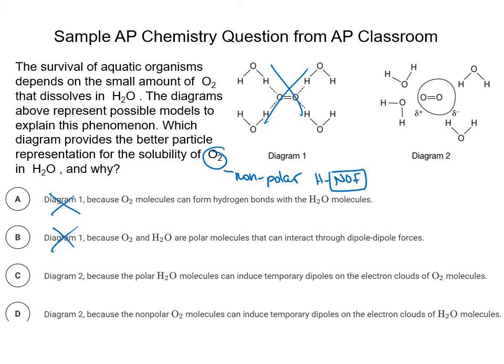Now it says diagram 2, because the H2O molecule can temporarily induce dipoles on the electron cloud of O2. Okay, so that would be this drawing here, and that sounds reasonable. Let's take a look at the last one, or the D, because the nonpolar O2 can induce temporary dipoles on the electron clouds of H2O. Well, this is backwards, okay? This is the correct one here.